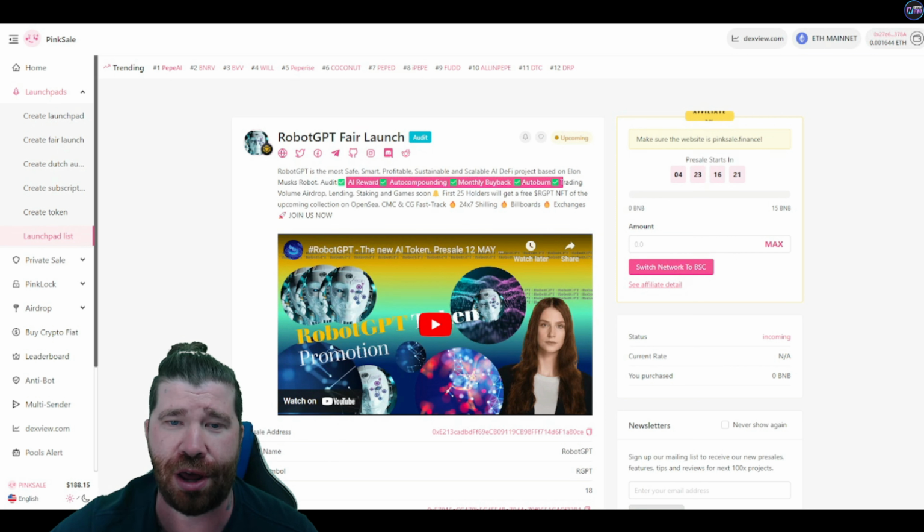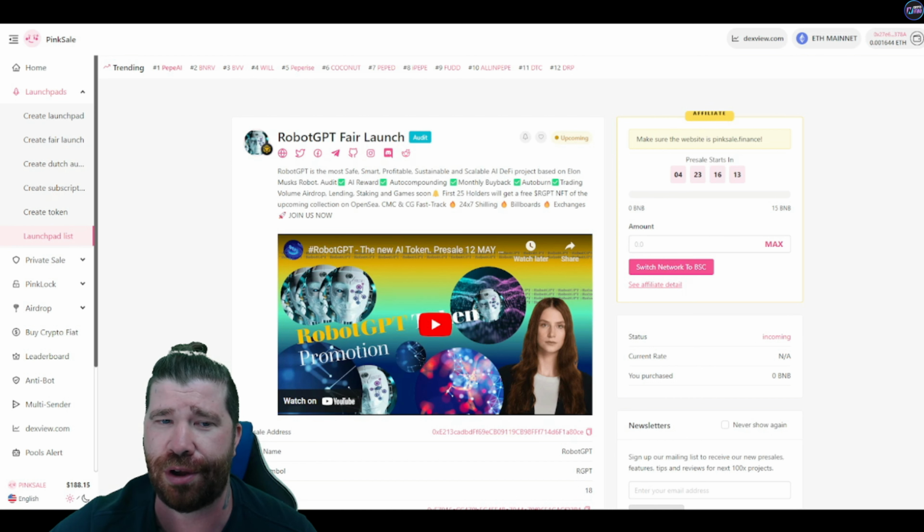But if we go ahead and continue, you guys will see right here, AI reward, auto compounding, monthly buyback, auto burn, right? So first 25 holders will get free NFT. So interesting. I wonder if that's why the contract is already done. Interesting. All right. So collection on OpenSea, CoinMarketCap, CoinGecko, Fast Track, 24/7 shilling, billboards, exchanges.